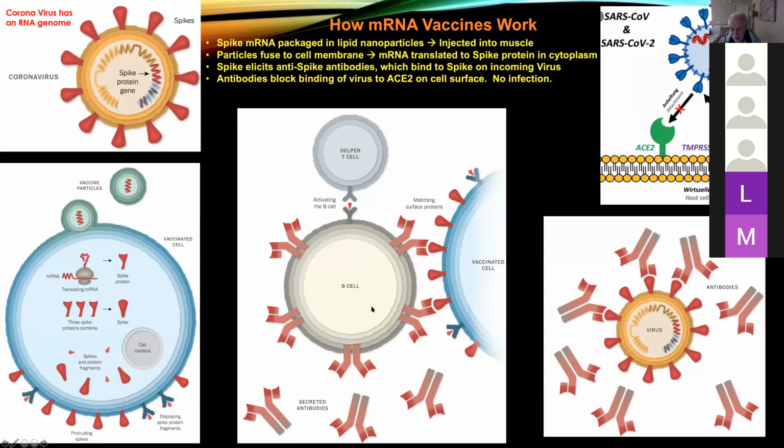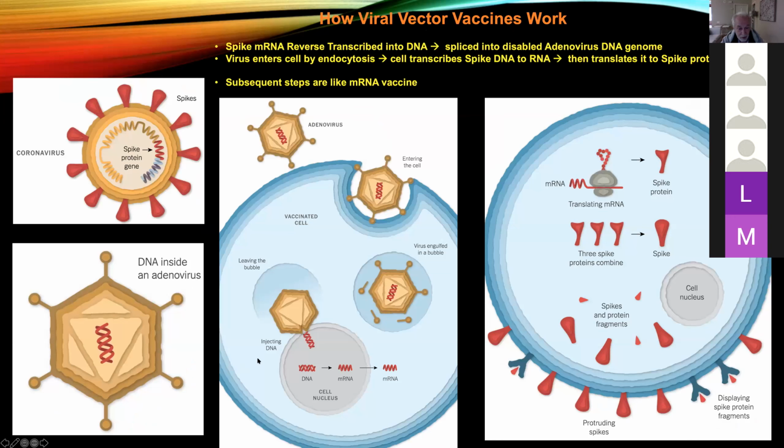Once it's on the surface of the cell, it induces antibodies from the B cells and the T cells. Antibodies then will block any new virus that comes in. So do you see the difference between the two types of vaccine? One involves a viral vector, the other is just straight messenger RNA.